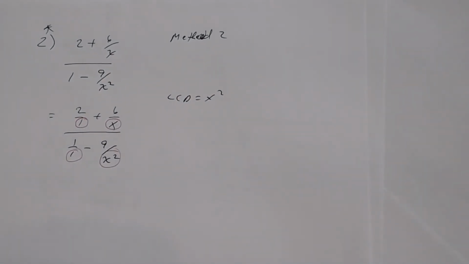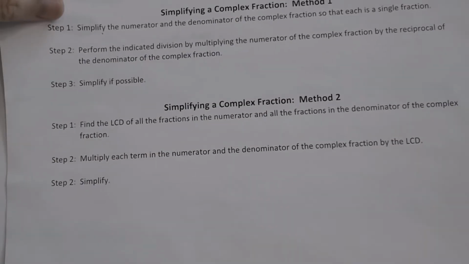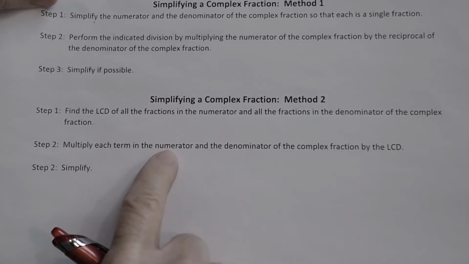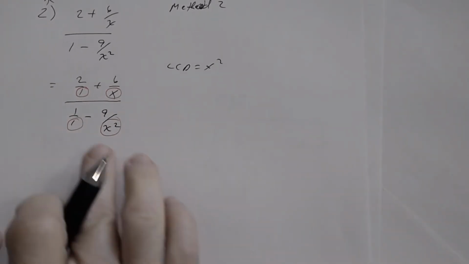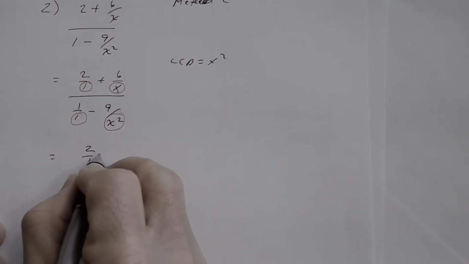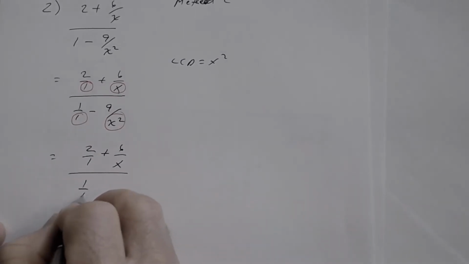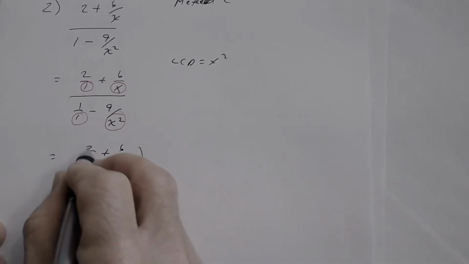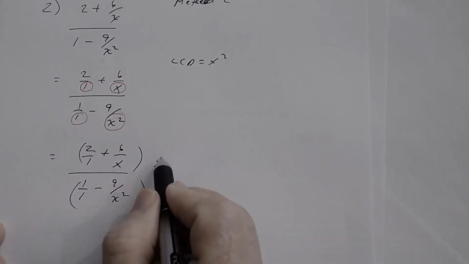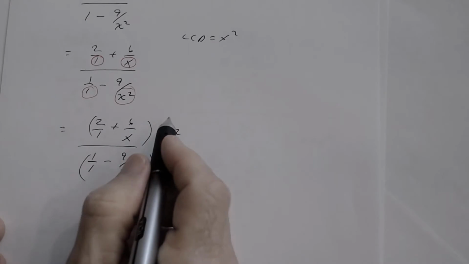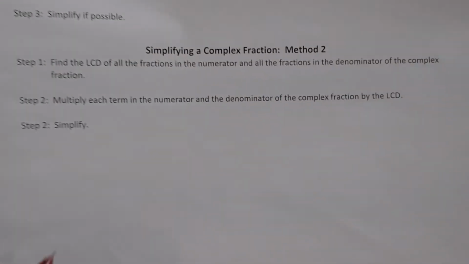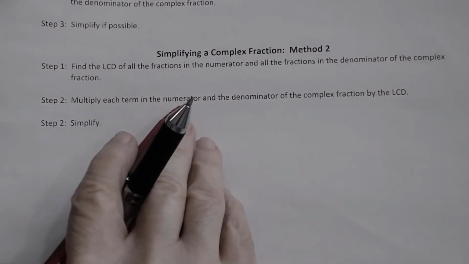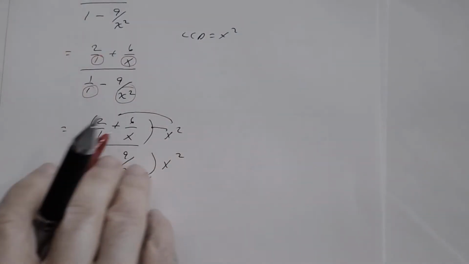Then once you do that, remember the next step in method 2 is to multiply each term in the numerator and each term in the denominator by the LCD. So that means I'm going to rewrite this over. You're going to multiply numerator and denominator by x squared, because remember, what you do to the numerator, you do to the denominator, and then you distribute. That's where step 2, when it says multiply each term in the numerator and each term in the denominator by the LCD, that's what happens when you distribute.